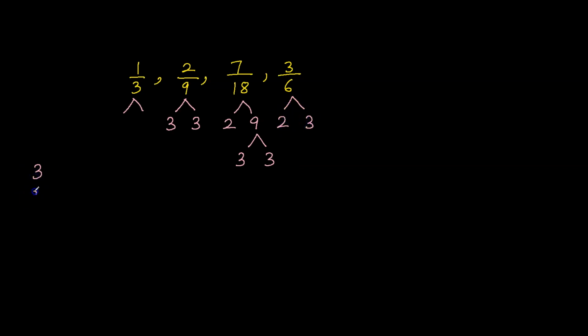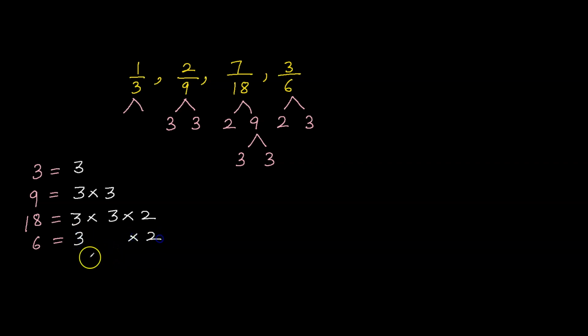So let's write down all the denominators and write the prime factors for each denominator. So it's just a 3. For 9, we have 3 times 3. For 18, we have 3 times 3 times 2. And for 6, we have 3 times 2.